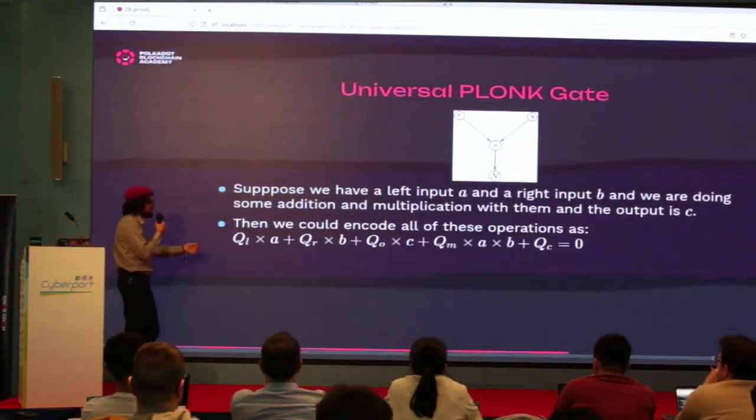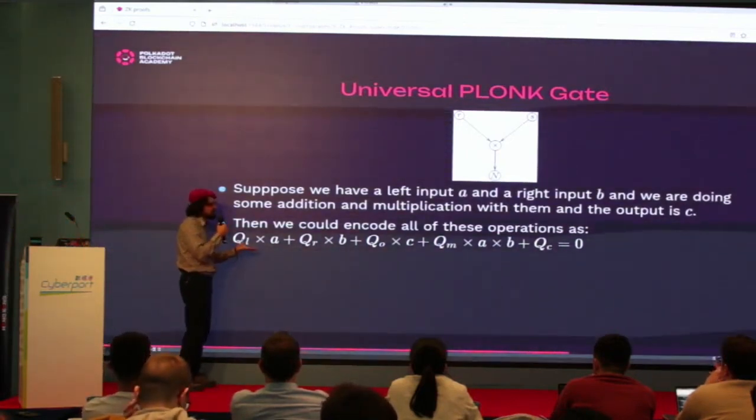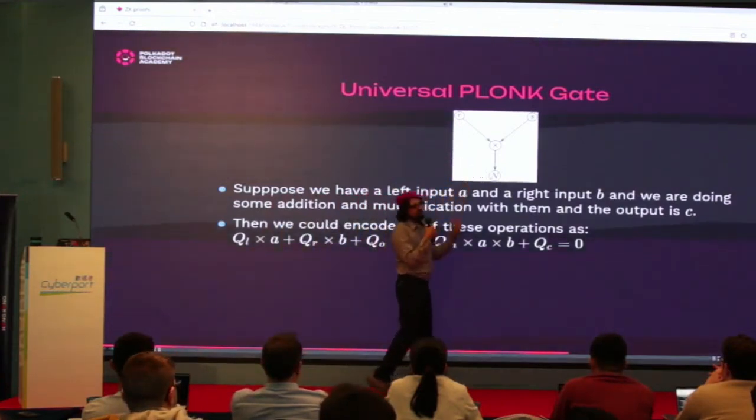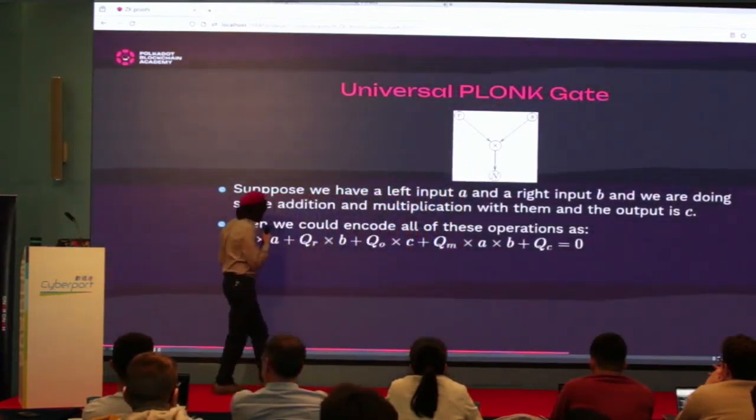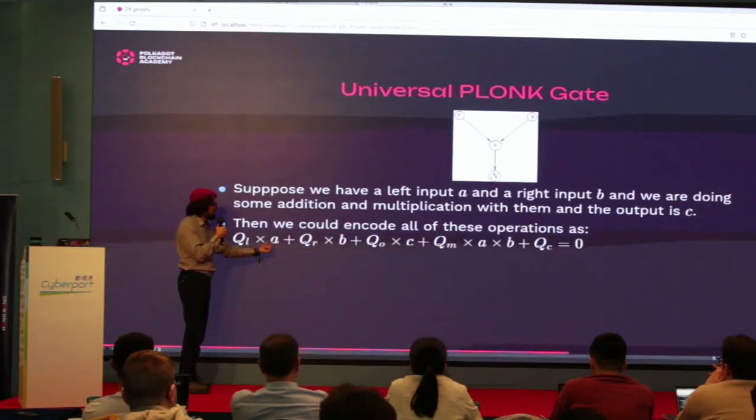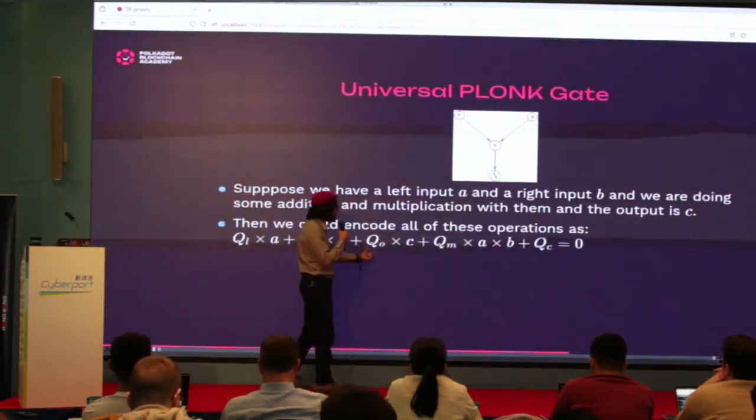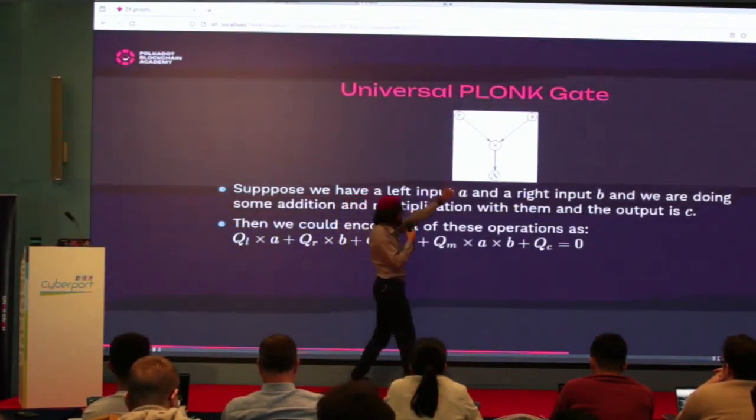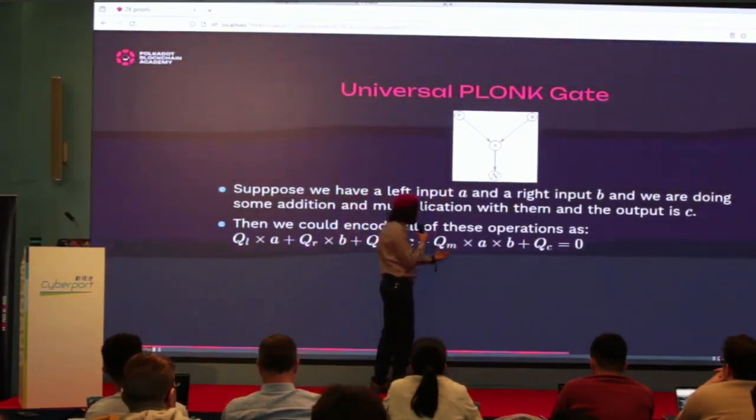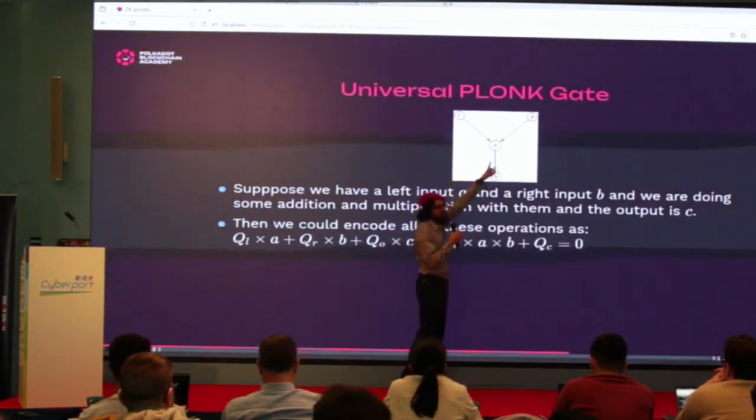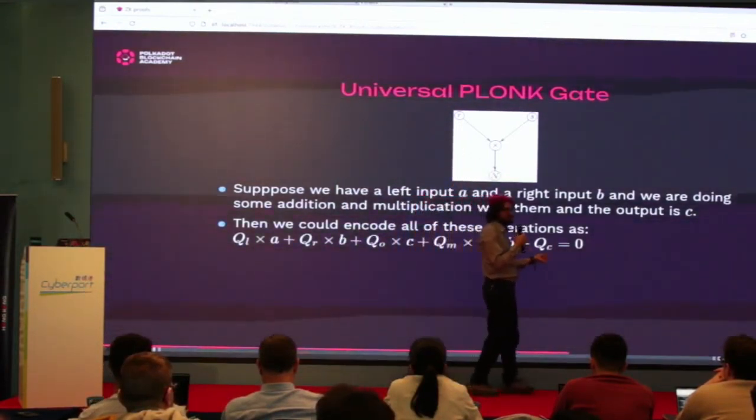So this is the relationship. This is some general relationship that every one of these small circuits should be able to show, because it says some constant times the left input, some constant times the right input, some constant times the output, which is n here, for example, some constant times a times b. So here the inputs are multiplied, plus some constant, and this equals 0.